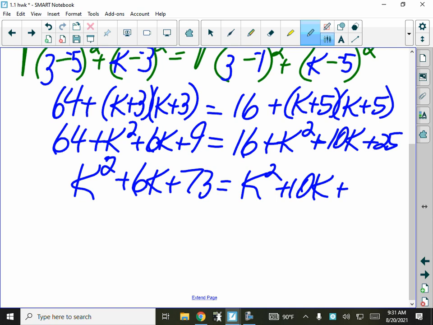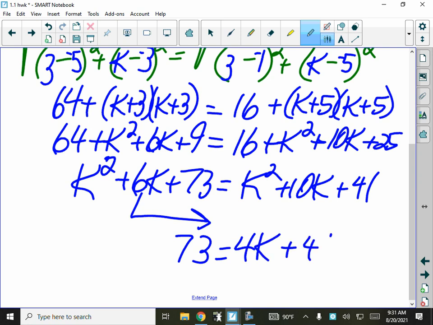The k squareds go bye-bye. I'm going to move this guy over there. And so I'm going to get 73 equals 4k plus 41. I'm going to move that guy over there and get 32 equals 4k. K equals 8.